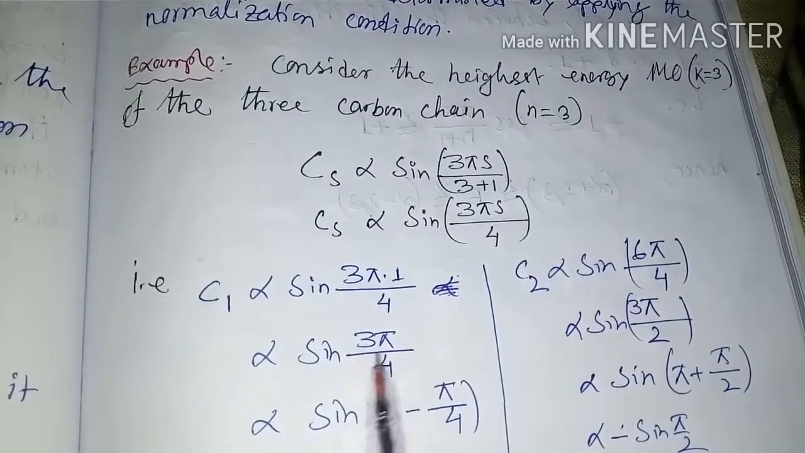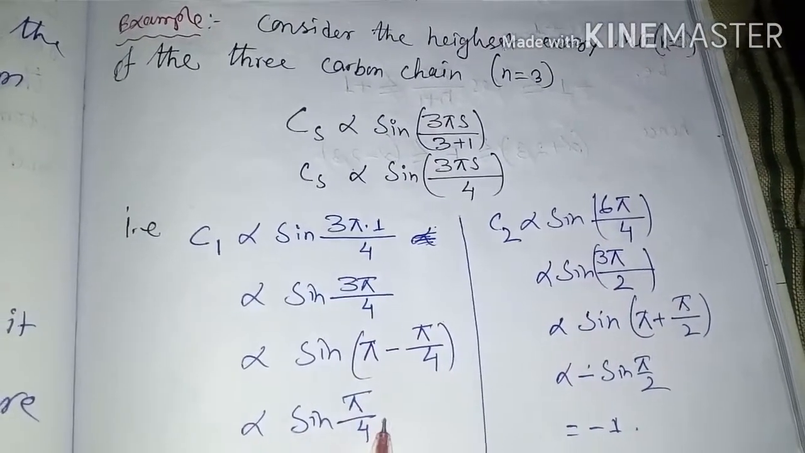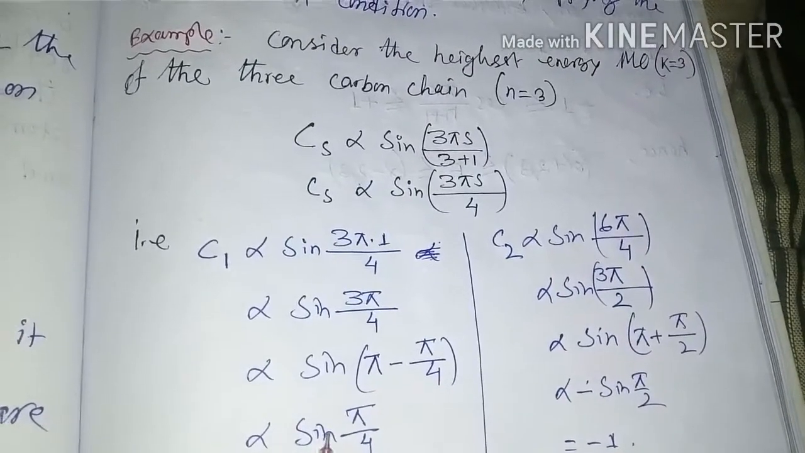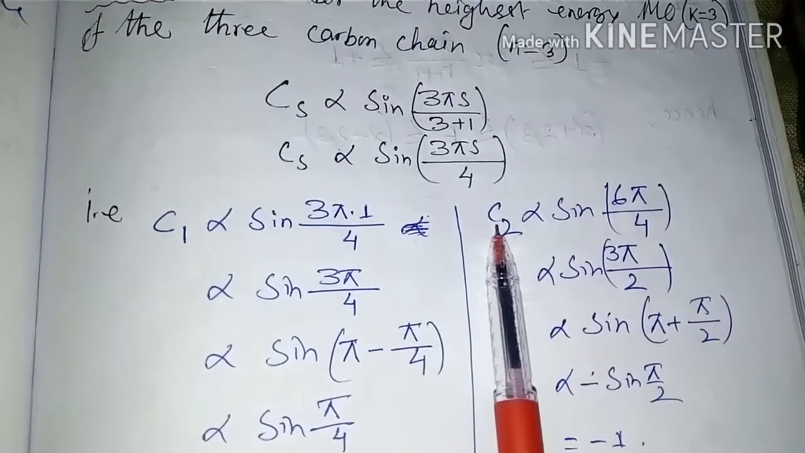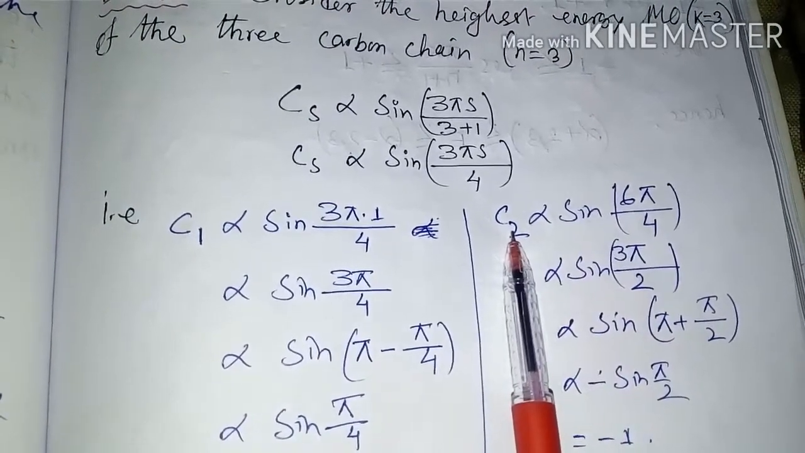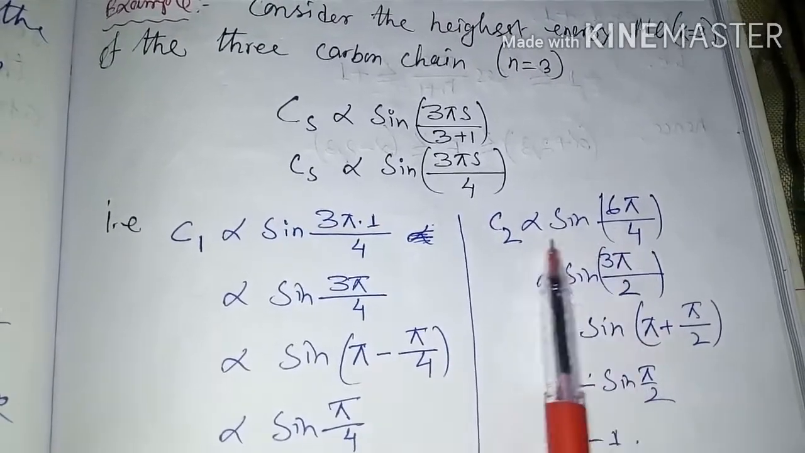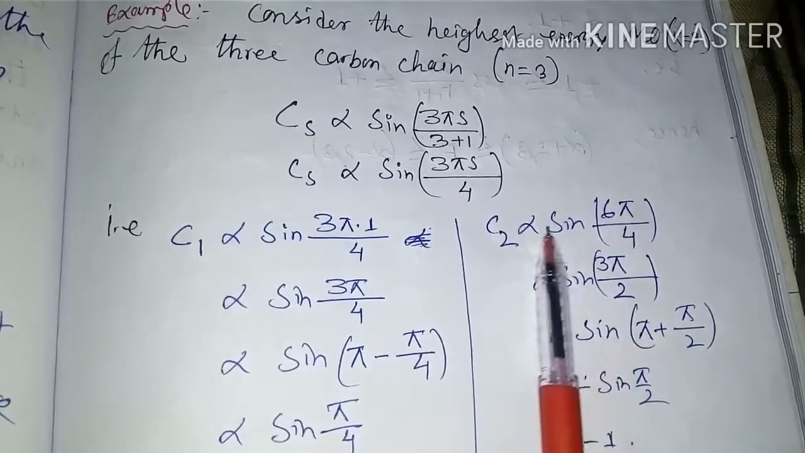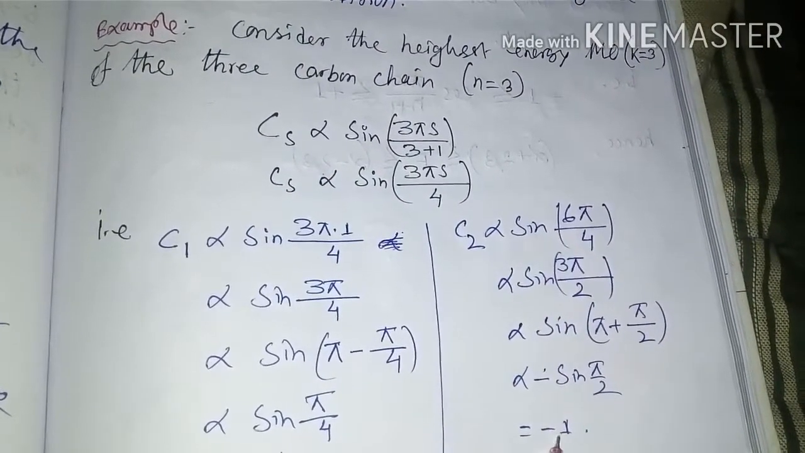This is actually a trigonometric function. How to do this? Sine of 3 pi by 4, that is 135 degrees, gives this value. The second one follows the same process. Now for c2, the second atom, you put the value in the same way, and here the value is -1.